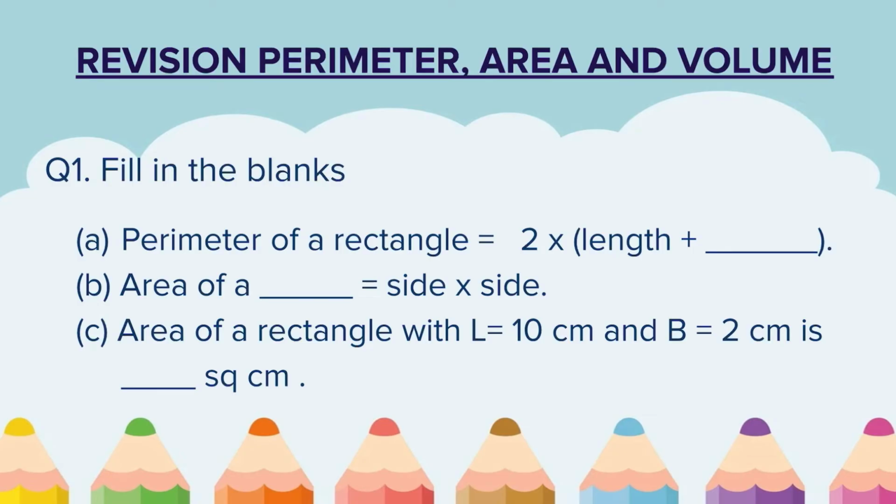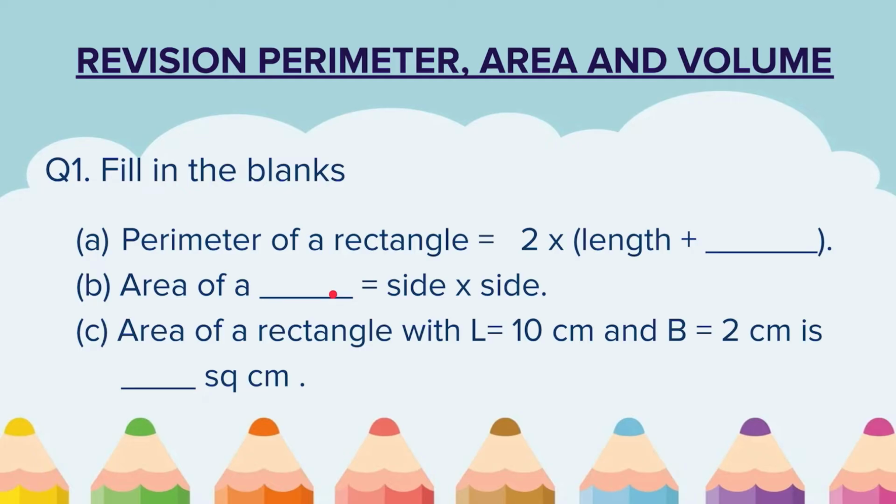Question 1. A. Perimeter of a rectangle is equal to 2 into length plus dash. Think of the formula of perimeter of a rectangle and fill in the blank here. B. Area of a dash is equal to side into side. Here you have to write area of which figure. It could be rectangle, square, triangle or anything. So that you have to think and write here.